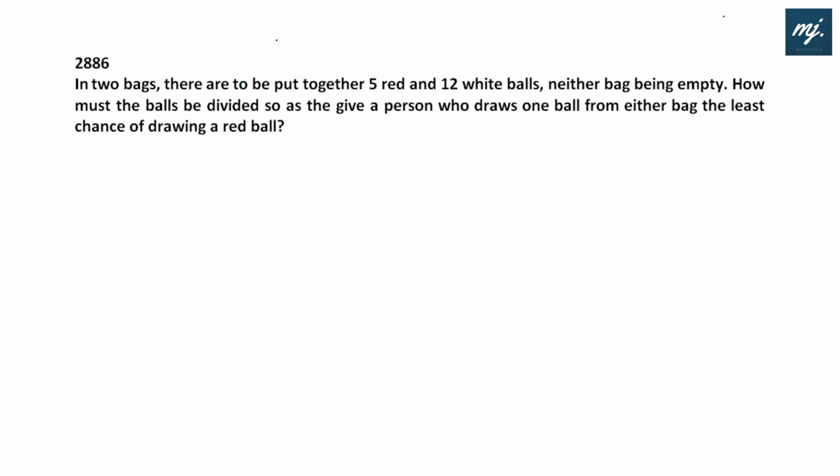As said, in the Ninja digital question paper, you might find many surface reasoning based questions. This is one of such. In 2 bags, there are to be put together 5 red and 12 white balls. We have got 17 balls and we need to put them in 2 bags, neither bag being empty. How must the balls be divided so as to give a person who draws 1 ball from either bag the least chance of drawing the red ball?